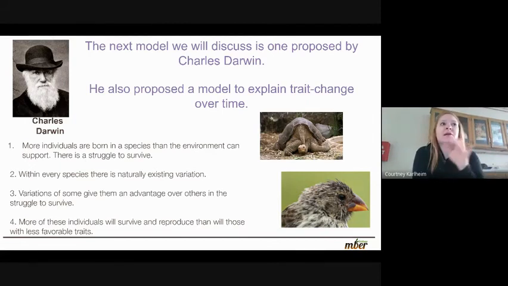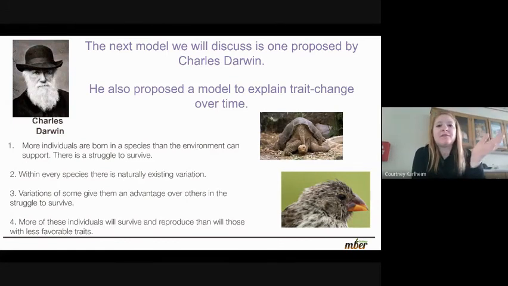So if we're talking about carrying capacity and our logistic growth, it's above the carrying capacity. So there is a struggle for everyone to survive. Then within the species, there's a naturally existing variation, kind of like what we said, where the finches might have medium, small, or large beaks. Then number 3 was that the variations give some of the animals or species an advantage over others in the struggle. And then more of the individuals will survive and reproduce than will those with the less favorable traits.